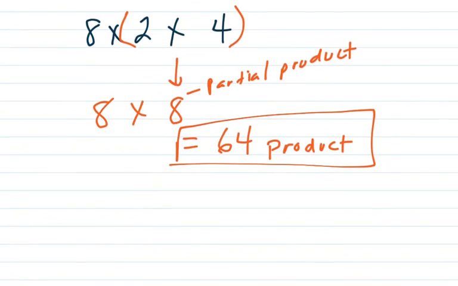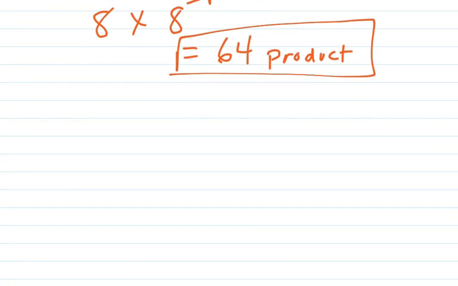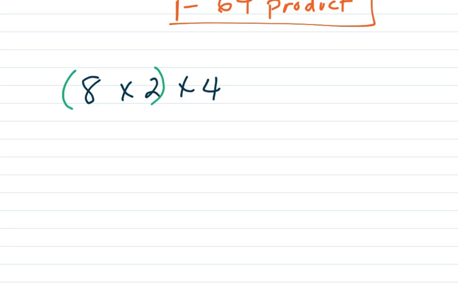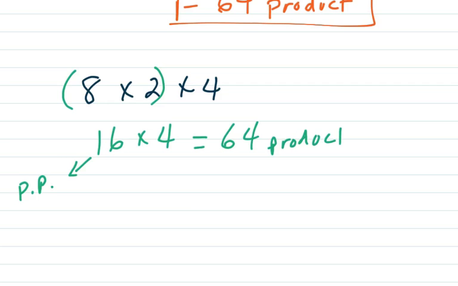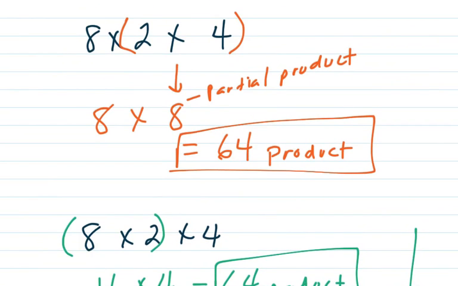Now, remember, the associative property means that we can move those parentheses around any way we want. So remember, we have 8 times 2 times 4. Well, if I didn't want to do 8 times 2 first, you reassociate, and now you put those parentheses around the 8 and the 2. 8 times 2 is 16. Remember, 16 is your partial product, or PP for short, times 4. And that's still going to give you a product of 64. So make sure that you practice with that.